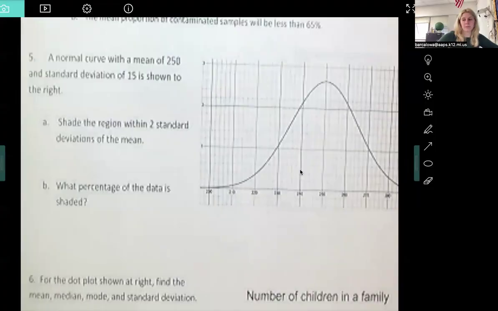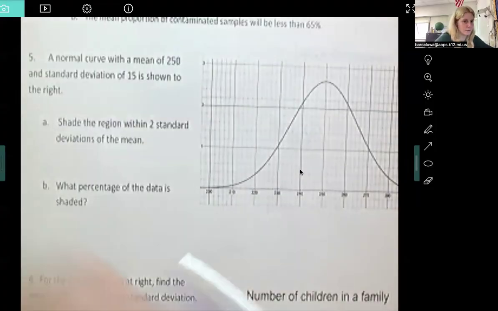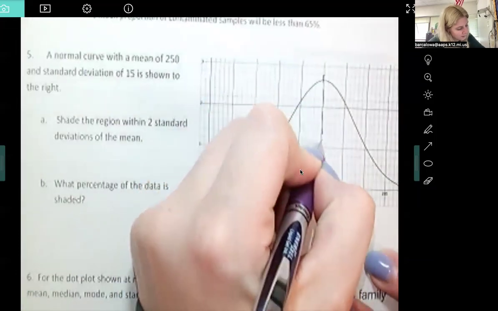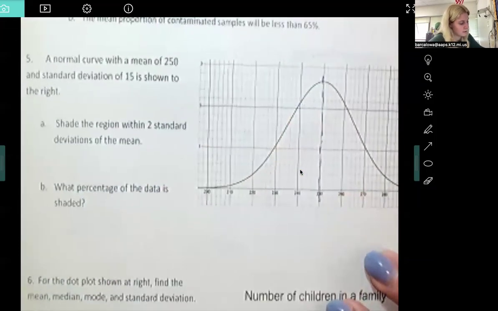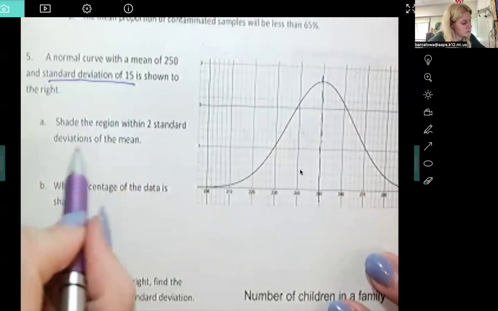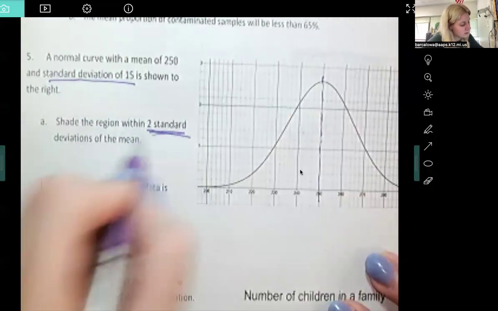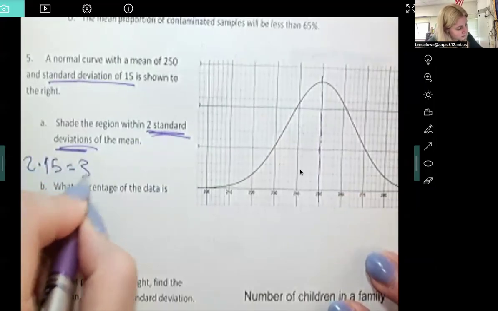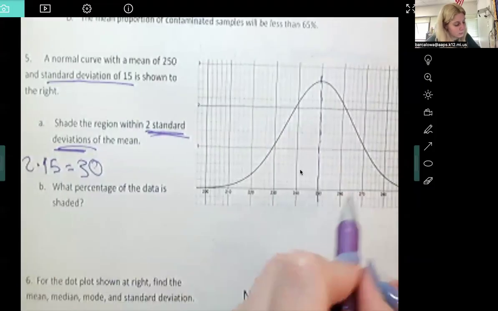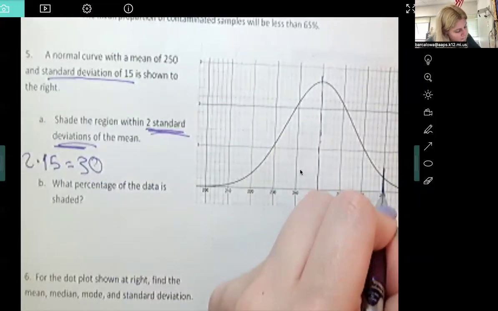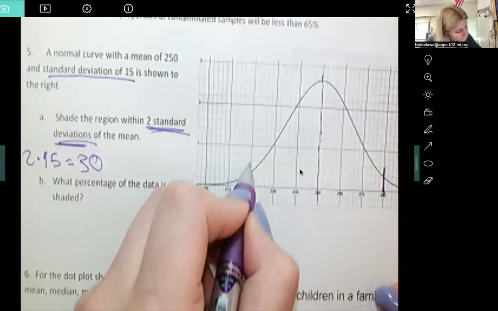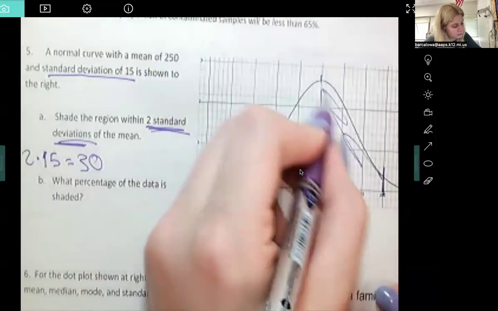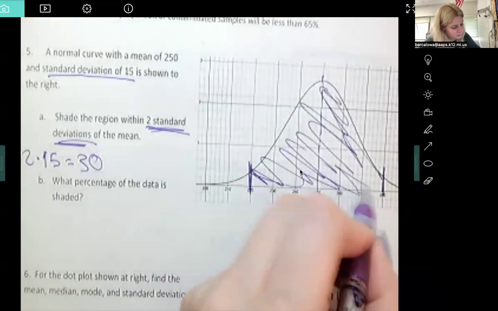A normal curve with a mean of 250 and a standard deviation of 15 is shown to the right. Here's my mean right in the middle, right where I'd expect it to be. Standard deviation is 15. So shade the region within 2 standard deviations of the mean. Well, 2 times 15 is 30. So I'm going to look both 30 above the mean and 30 below the mean. Okay. Shade, shade, shade. Within means in between.